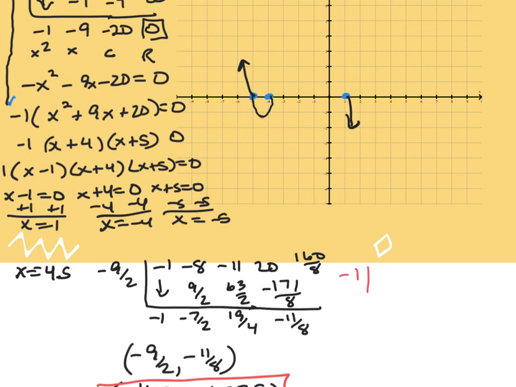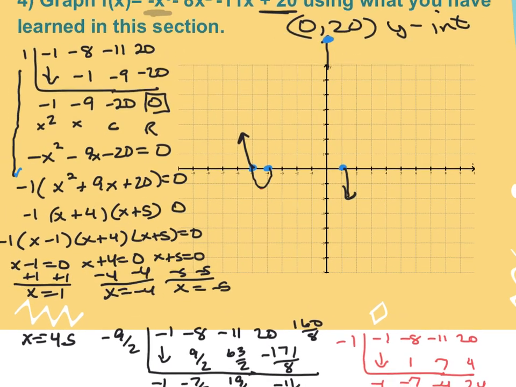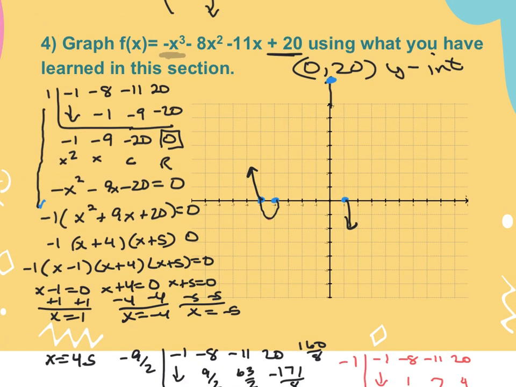So I'll do synthetic division with negative 1, negative 1, negative 8, negative 11, positive 20. Bring down. I'm going to multiply, add the column. I'm going to multiply, add the column, multiply, add the column. So negative 1 comma 24. Wow, it's going way off the graph, even above my y-intercept. So for the negative 1, it's going to be way up here, above the 20, so I can put it up here. So let me go ahead and connect my graph here.